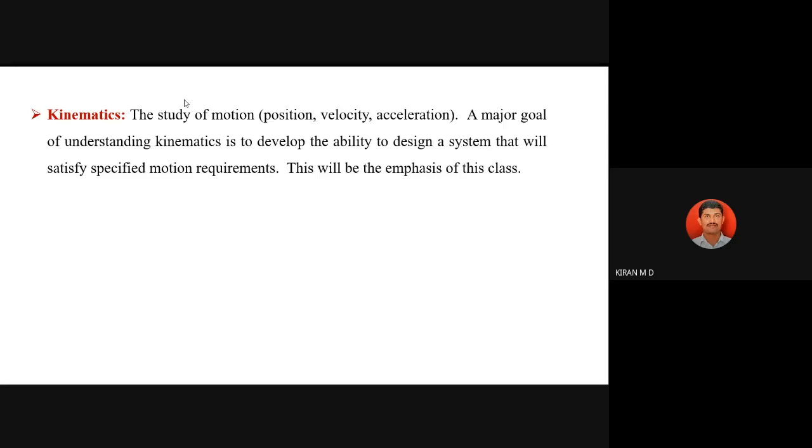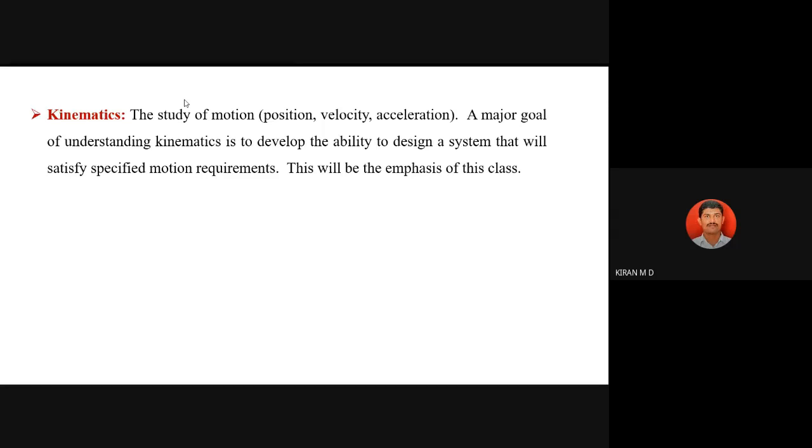Static means analysis of the components which are stationary, meaning those that do not have any relative motion to each other. Kinetic means we are going to study the components which have relative motion. Then again, kinetic is classified into two types, kinematics and dynamics. First, basically, static and kinetic.